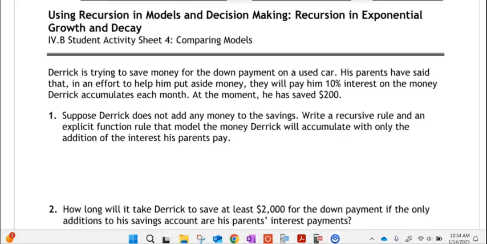Okay, guys, today we're going to go ahead and keep going with our recursion and exponential growth and decay models.